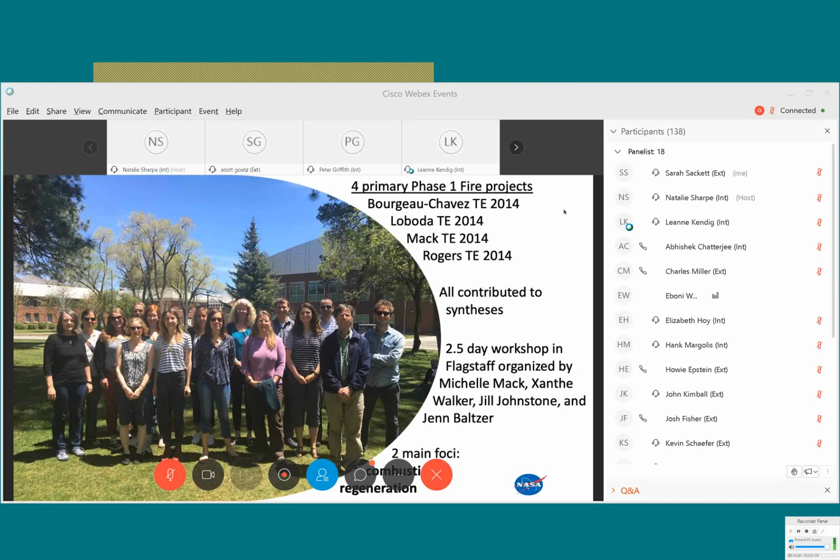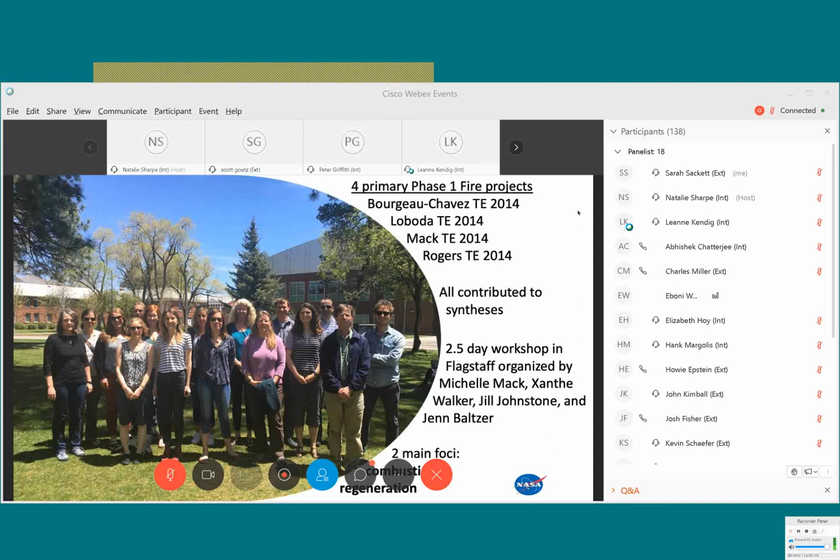So here we're showing phase 1 primary projects focused on wildfire, led by Borgo Chavez, Lavoda Mac, and myself. All of these projects, that's not counting the airborne projects, contributed to the syntheses that I will discuss. I should mention that thus far they're all focused on boreal forests.